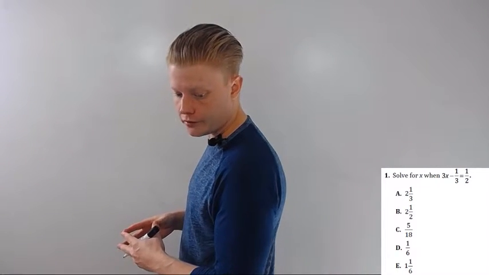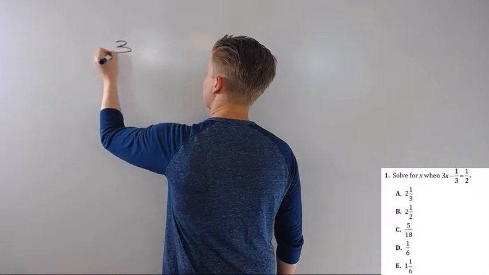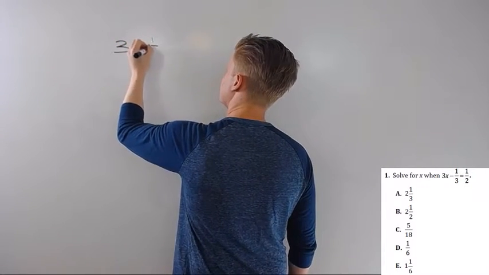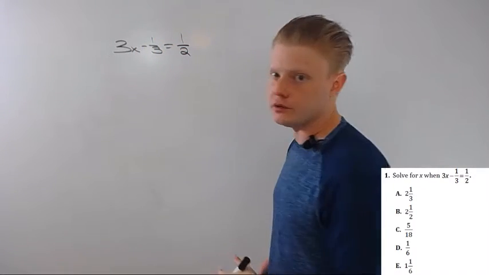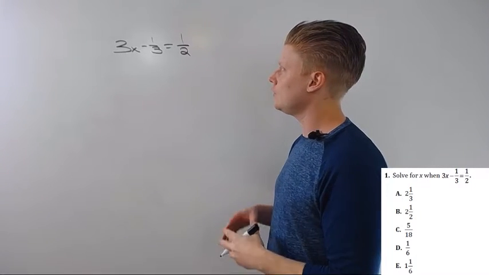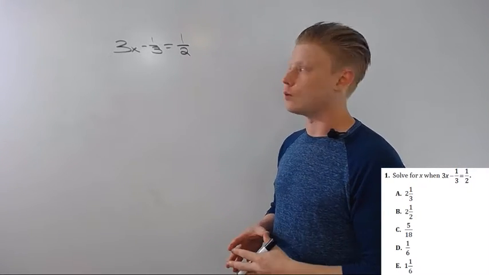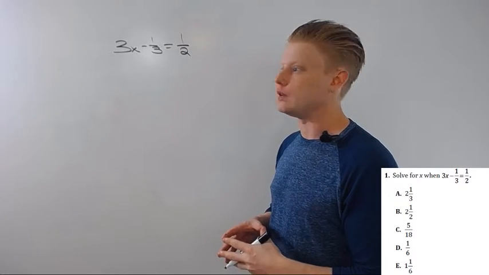So solve for x when 3x minus 1/3 equals 1/2. This is at the bottom of your screen. And this is kind of the classic linear equation sort of question that you'd see maybe in the first 20 questions on the ACT math. First thing to do, we're going to want to combine all like terms. In general, that's a good first step on almost any problem.